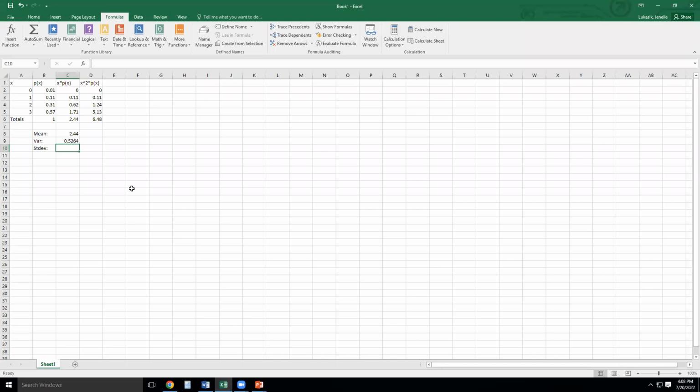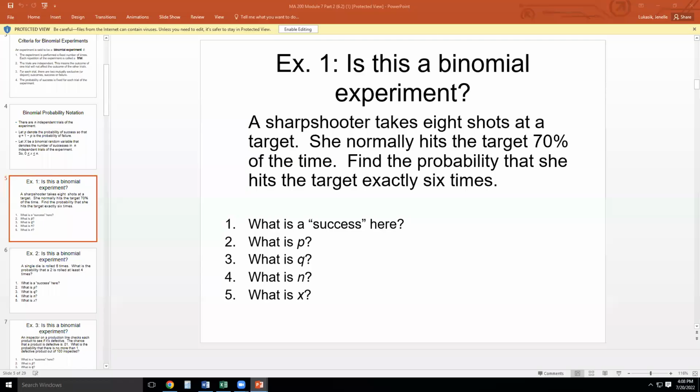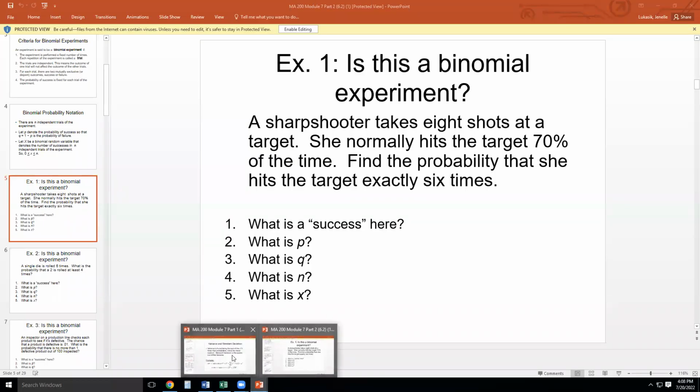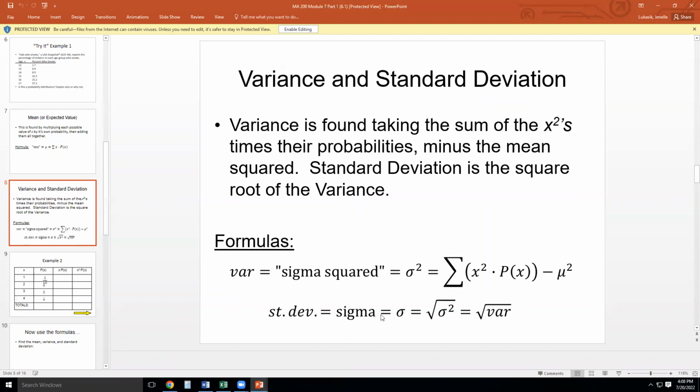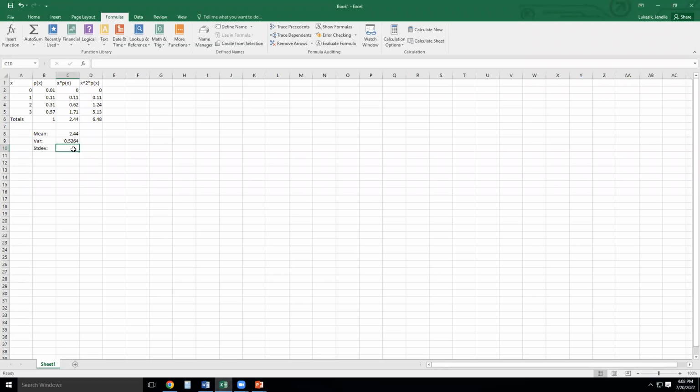And then finally, the standard deviation, again, we're not going to use the built-in standard deviation function. It will not work. But what we do know is that standard deviation is just the square root of variance. So we can do the square root of variance.